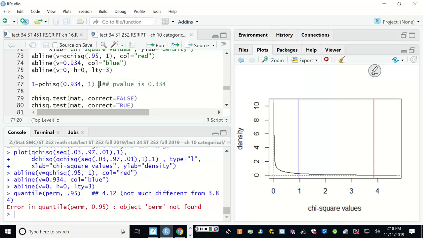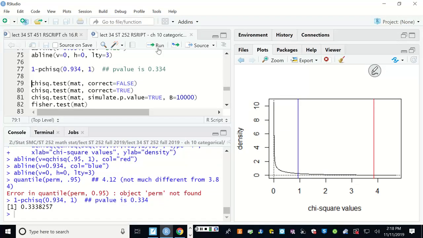The chance we're bigger than that 0.934 with 1 degree of freedom is 0.33. It's kind of hard to see from the graph because it's just so funny, but about a third of the probability is actually out past there. So our p-value is going to be this 0.33, which is much bigger than 0.05. And so we're not going to reject independence in this case. The counts don't exactly match the expected counts under independence, but they're not very much different. They're pretty close.